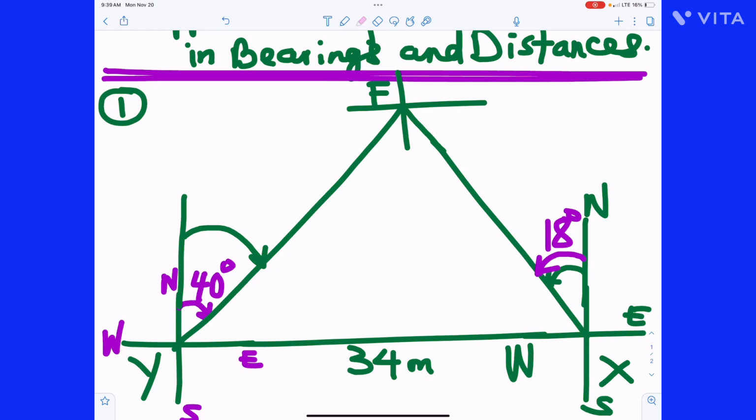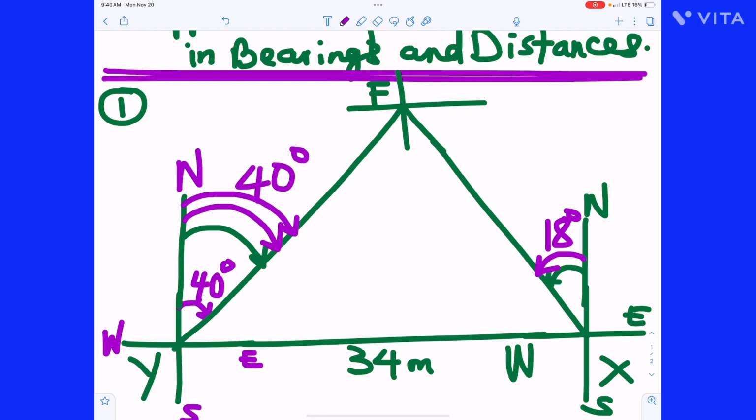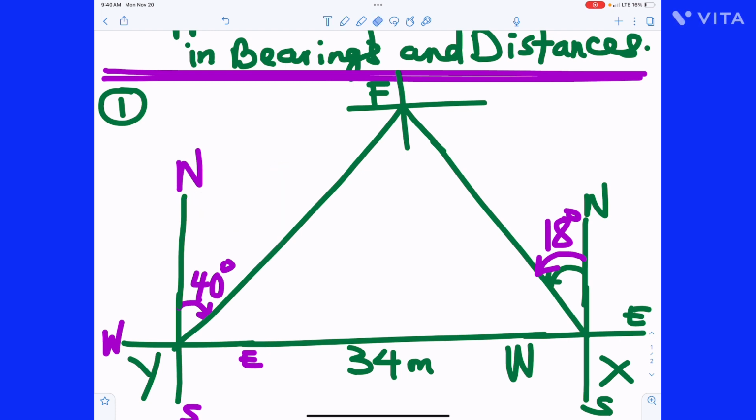This is the north of Y. Let me clean this. This is the north of Y, this is the east of Y, this is the south of Y, and this is the west of Y. So the flagpole is on the axis of Y, which is north 40 degrees east. So I'm measuring from north towards east, just 40 degrees. So my 40 degrees will be here. I don't need all this. Let me clean it. Exactly.